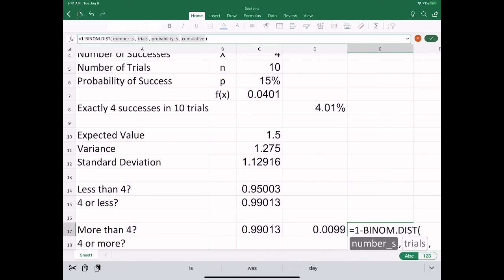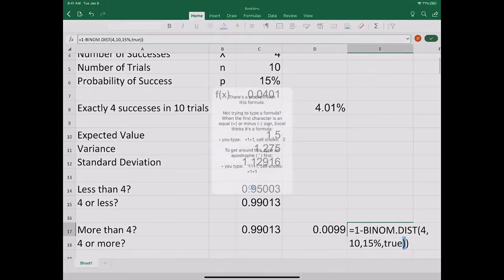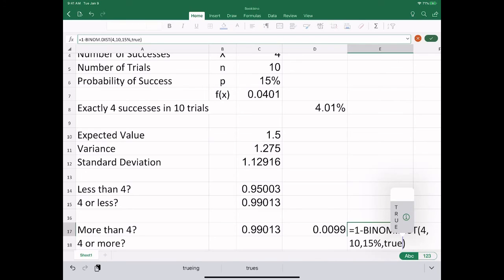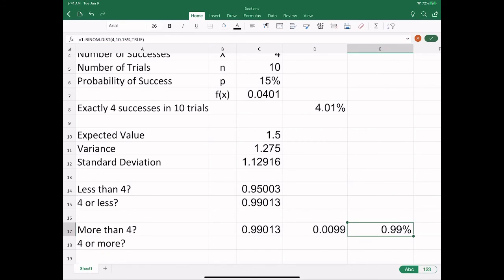Okay, highest number that we're not interested in this case is 4. Number of trials that we're talking about here is 10. The probability of success is 15%. And we're going to now say true. And when we hit this, I got an extra parentheses in there that I put in by mistake. I hit the green check, and it gets 0.99%.